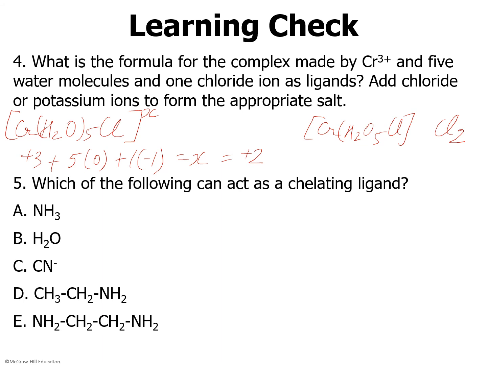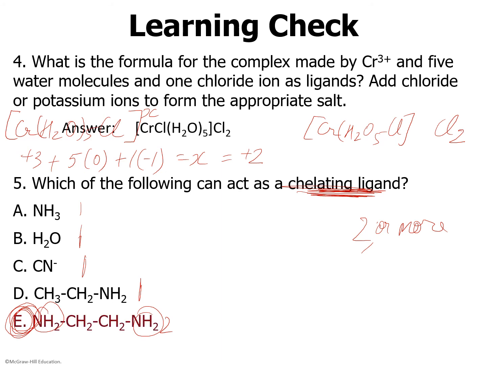Now the last part is which of the following can act as a chelating ligand. Remember, a chelating ligand is one which can form multiple bonds, either 2 or more, right? 2 or more bonds. Which one of those? Ammonia can only do 1 bond, water can only do 1 bond, cyanide can do 1 bond. There is one amine. One N can only form 1 bond. There are 2 amines here, 1 and 1. This can form 2 bonds, which means this can act as a chelate. That's it.